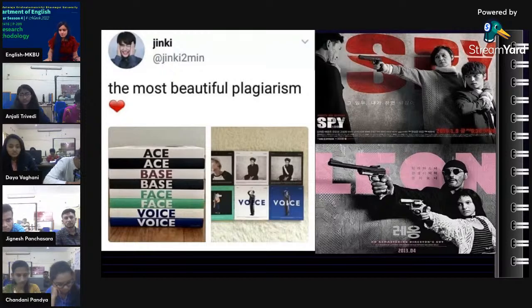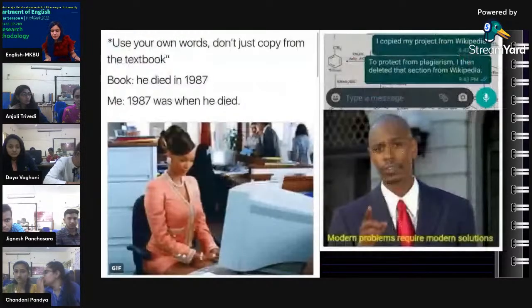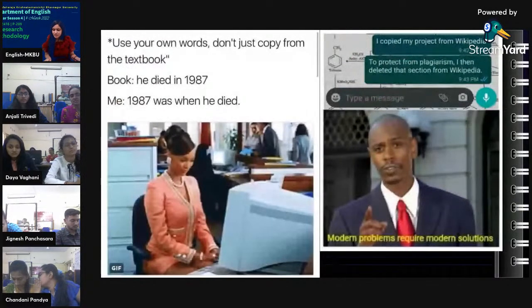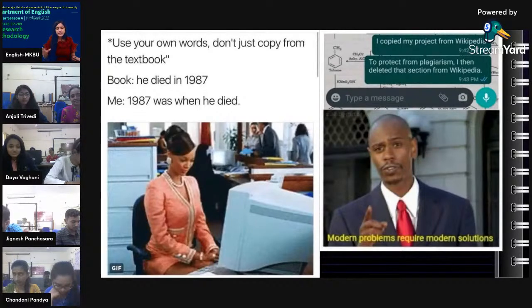Here is a meme where someone is messaging that they copied their project from Wikipedia, and to protect from plagiarism, they then deleted the section from Wikipedia. Use your own words. Don't just copy from the textbook. A book says that he died in 1987, and a person rephrases it and writes that 1987 was when he died.